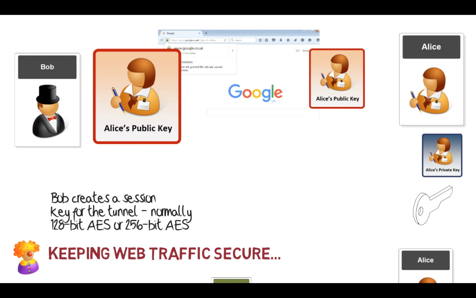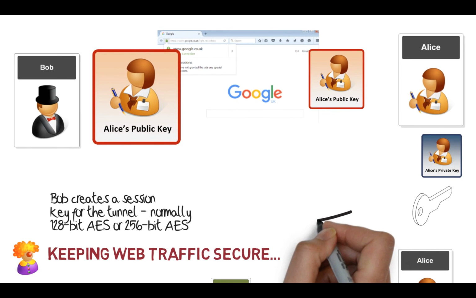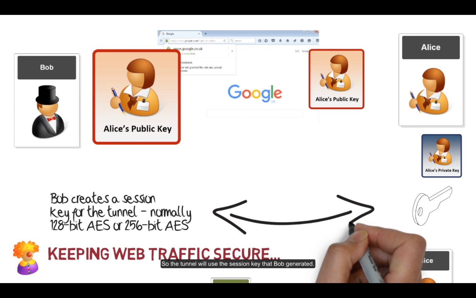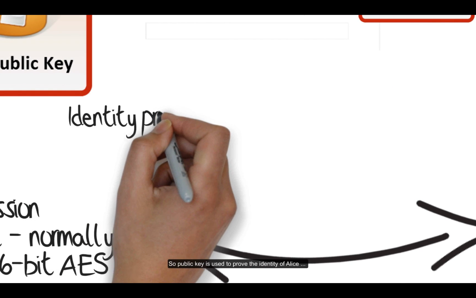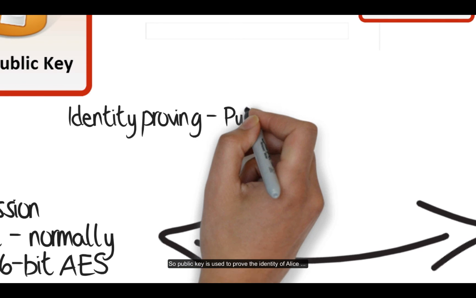Obviously one risk that we would have is that someone steals Alice's private key. They can obviously get Alice's public key, so then an intruder could pretend to be Alice. So now we have a tunnel created, and the tunnel will use the encryption key that we've actually just generated.